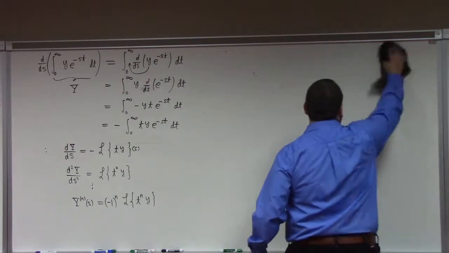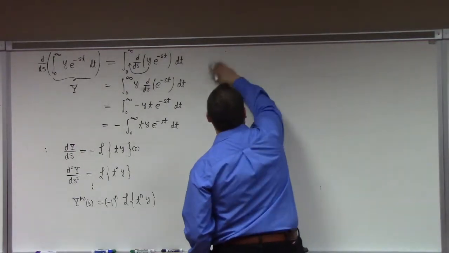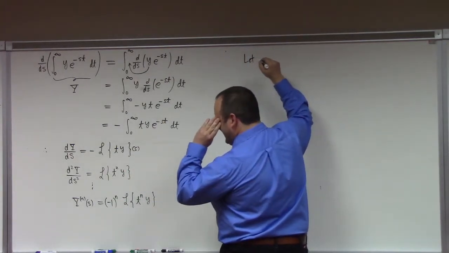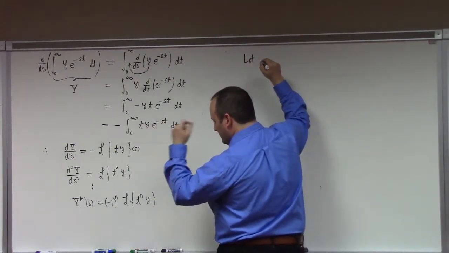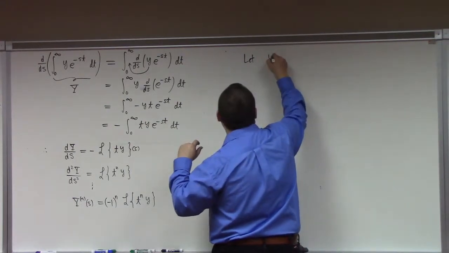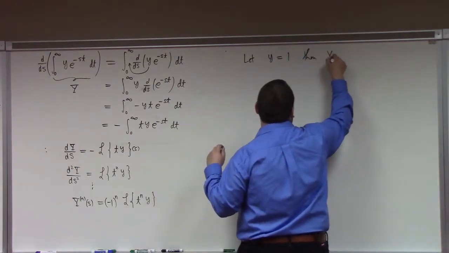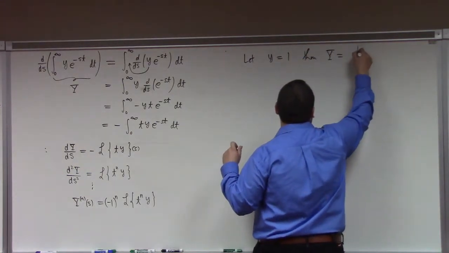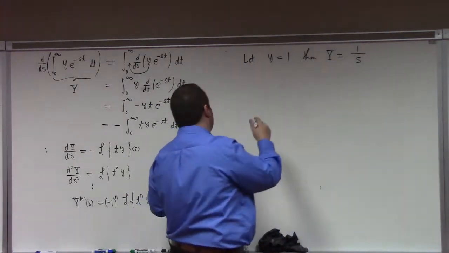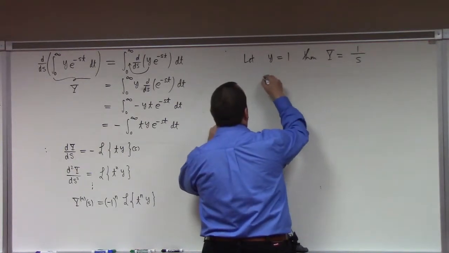example 6. So apply this. What should we do? Let y equal 1, right? Then big Y is what? 1 over s. That was our example 1, right? What happens when you take n derivatives?